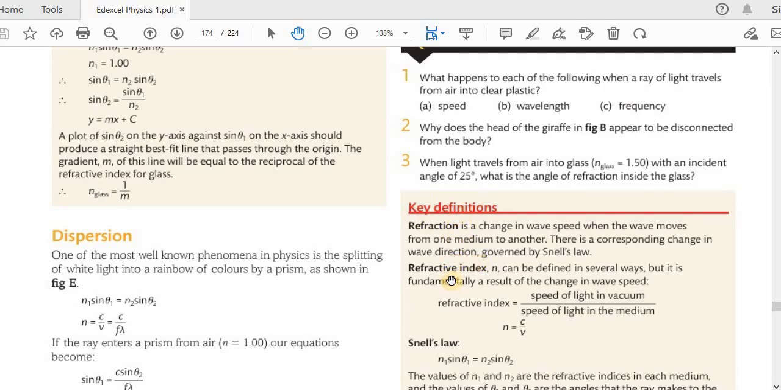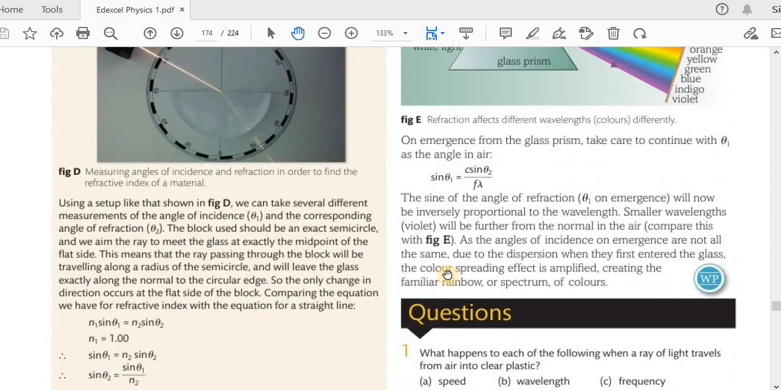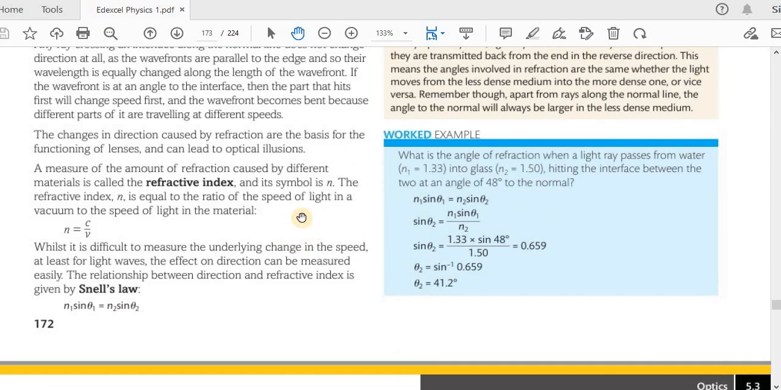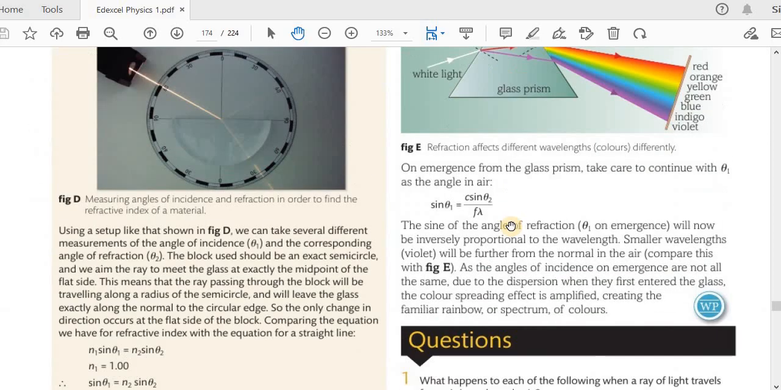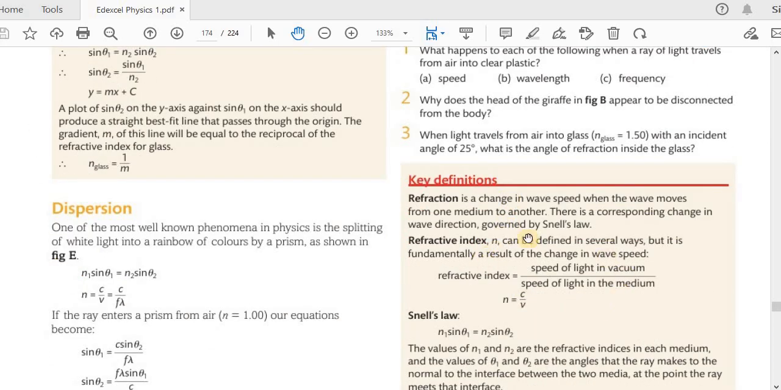And then we also learned the refractive index definition. Remember over here it was there, the refractive index n is equal to the ratio of the speed of light in a vacuum to the speed of light in the material. Now let's see it here. You have the equation in words also, showing the definition of refractive index. So remember, it's always from vacuum to the medium. Speed of light in vacuum divided by speed of light in the medium.